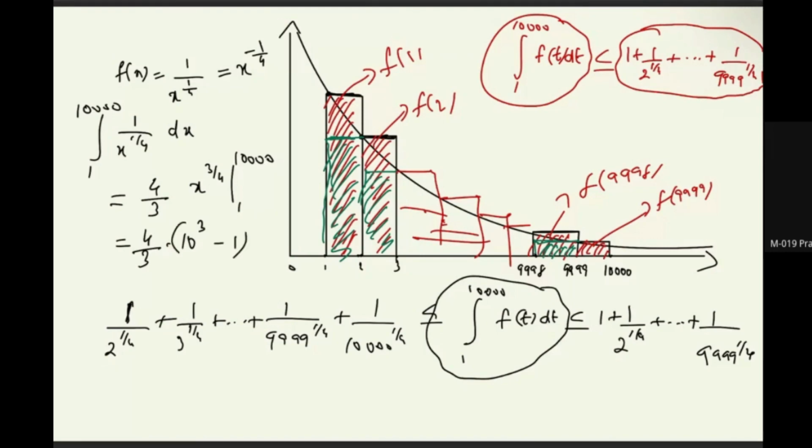Is it clear? 10,000 power 3 by 4 is 10,000 power 1 by 4 whole cube. That is 10 cube. So you get 4 by 3 times 999. This is 4 into 333, which is, I think, 1332. So this number is 1332.